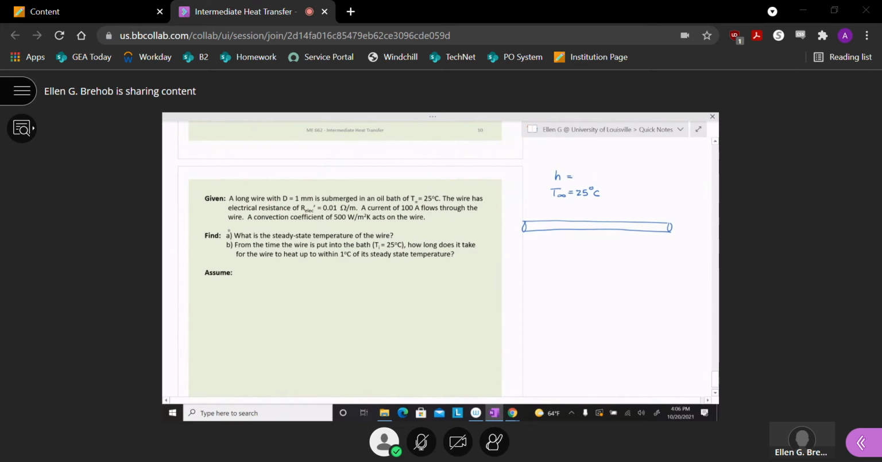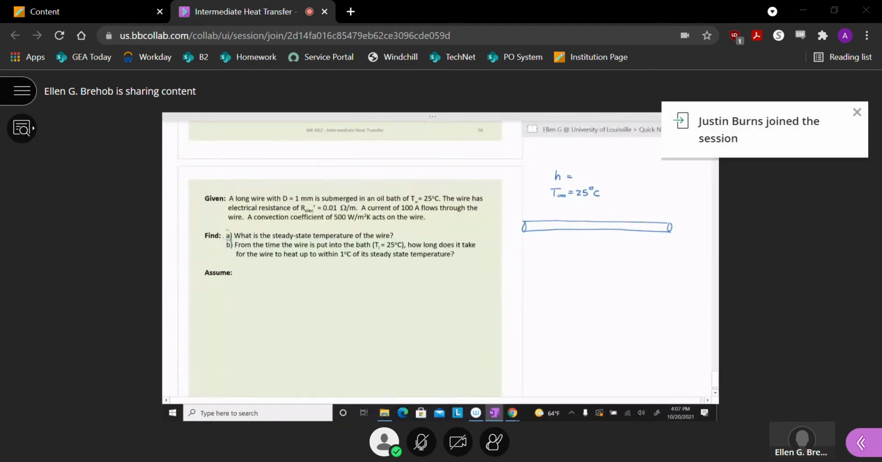So that's not so exciting. We've been doing steady state for a while. The interesting part comes in part B, where it says from the time the wire is put into the bath, so at its initial temperature, how long does it take for the wire to heat up to within 1 degree of its steady state temperature? All right. Okay.